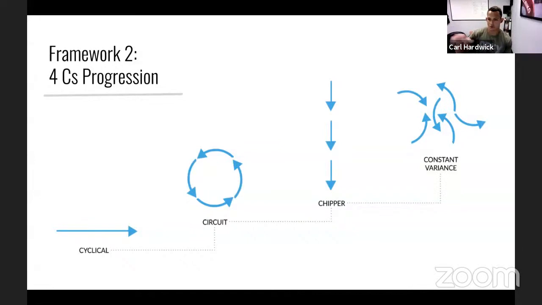So let's talk about what's occurring in each one of these pieces. Devin, I'll get to that in a second here. What's occurring in each one of these pieces, right?